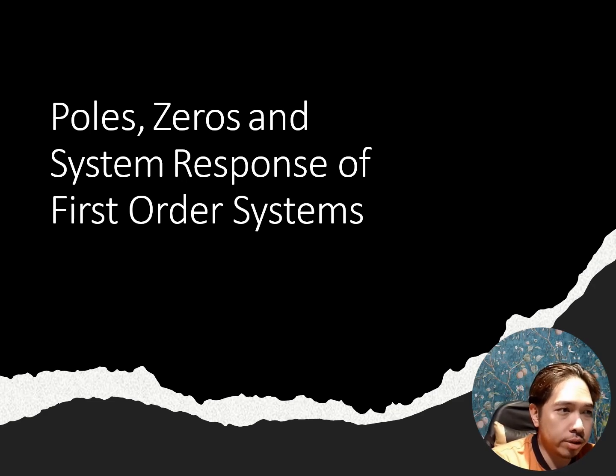In this lecture, we're going to discuss poles, zeros, and system response of first-order systems. This discussion will explore how poles and zeros arise from the transfer function and how they influence time-domain behavior like rise time and settling time, and how we can use them to predict the design system performance. By the end of the discussion, you'll see how even a simple first-order system can reveal deep insights into system dynamics. So without further ado, let's get started.